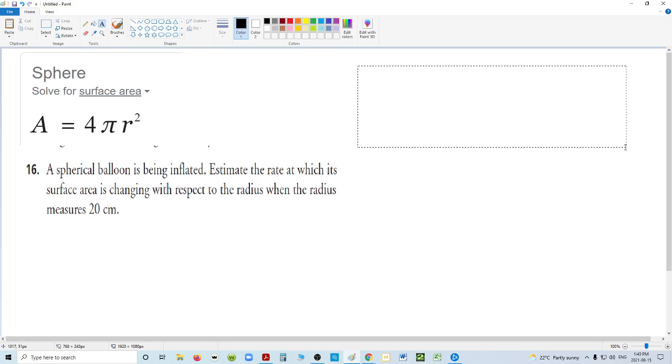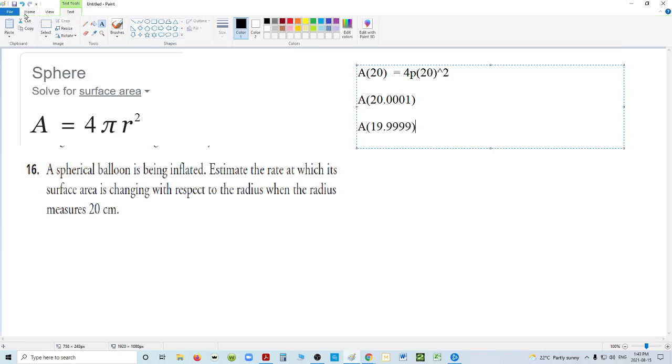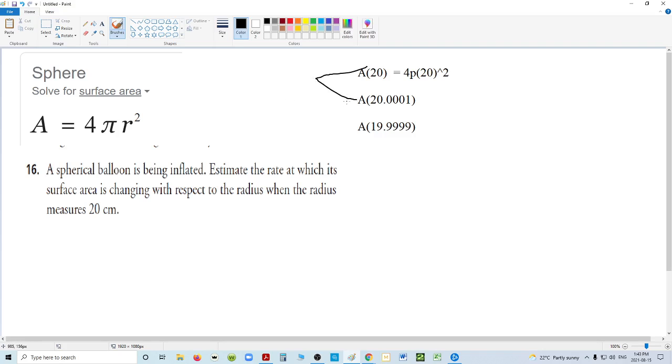So what I'm going to do is use this formula. I'm going to take the area when the radius is 20. In other words, I'm going to take the area when it is 4 pi 20 squared. Then I'm going to take the area of 20 plus h, where my h is 0.001, with 3 zeros. I'm going to take my area minus h. And then I'm going to compare these two and these two.